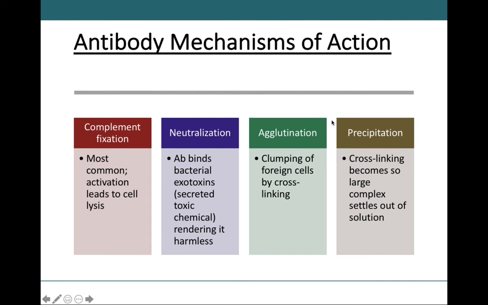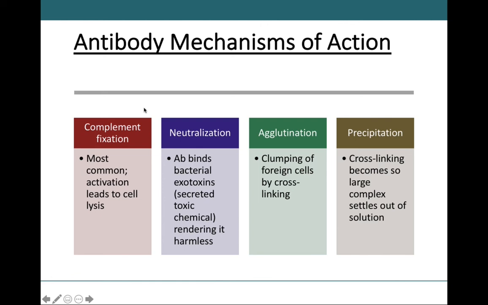Precipitation, on the other hand, is just like agglutination, however there's much more cross-linking. When masses of particles are continuously linked together, they'll eventually get so big that they'll settle out of the solution and become a solid, which we call a precipitate, and that is why we call this precipitation.